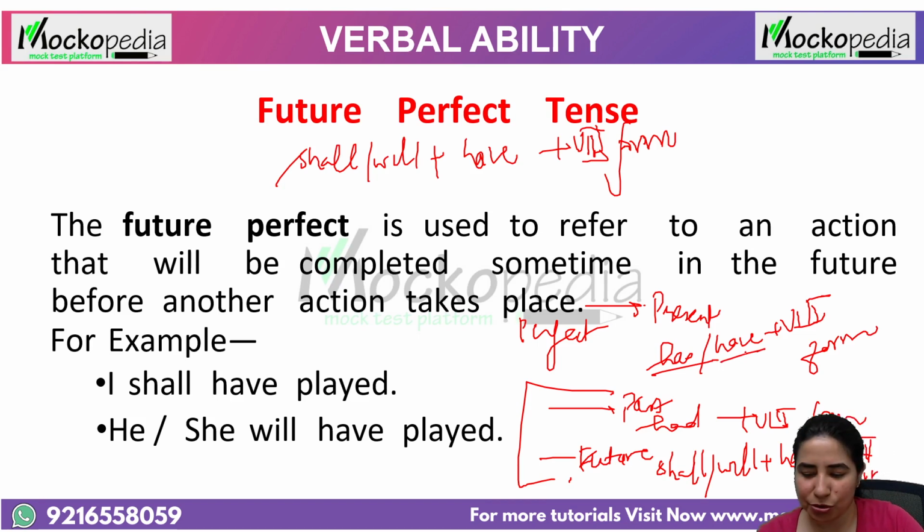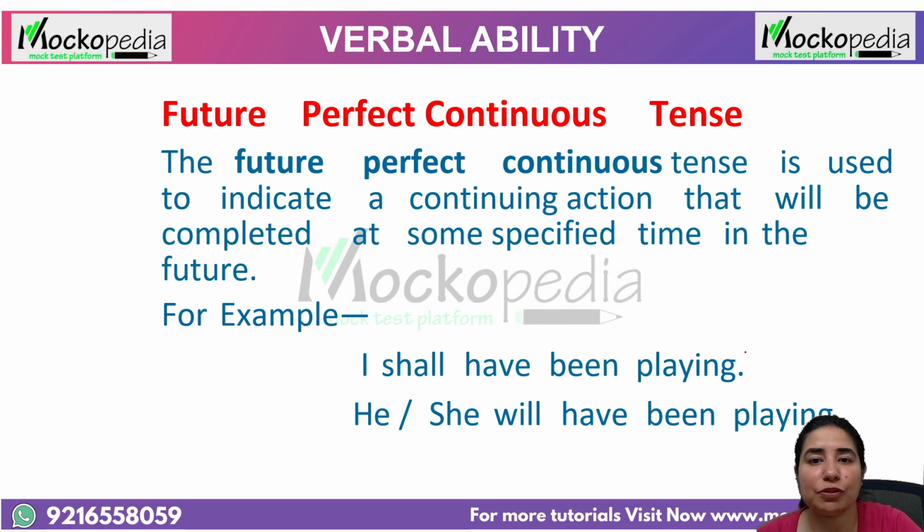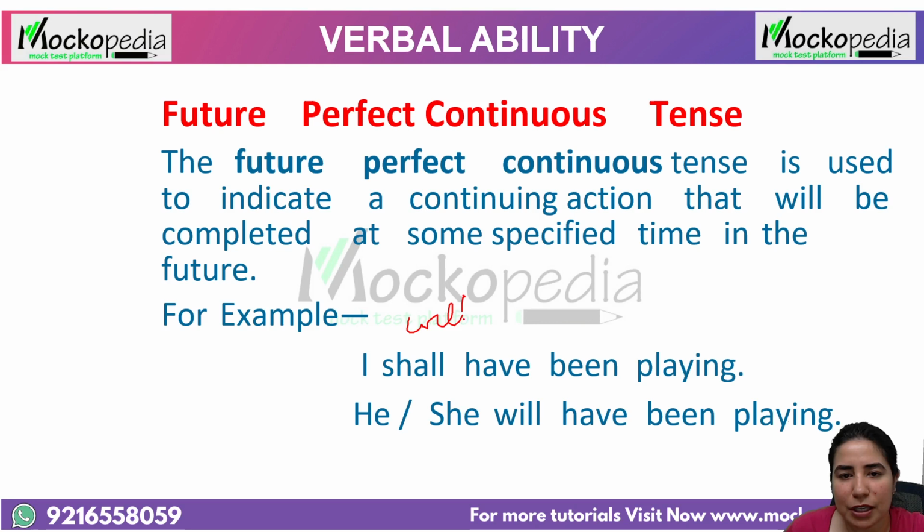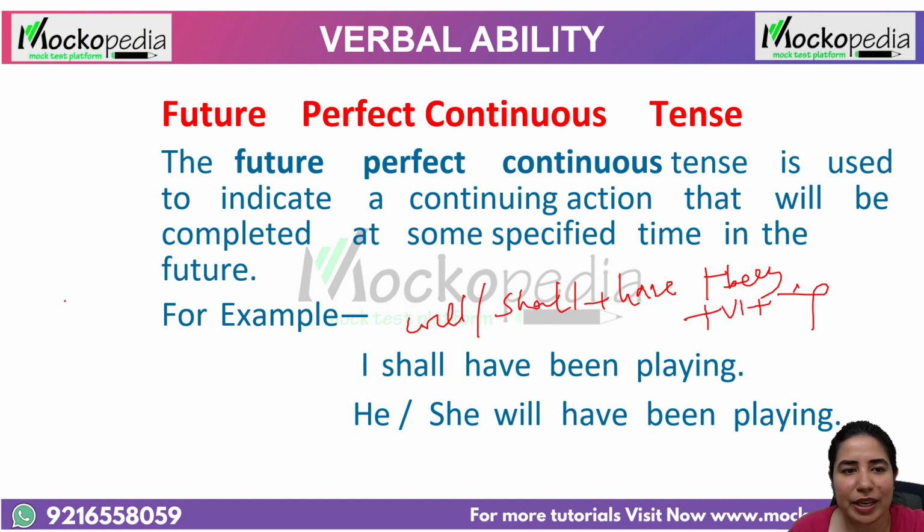So let's move to the next tense, which is future perfect continuous, right? So, as the name suggests, it is used to indicate a continuing action that will be completed at some specific time in the future, right? So, it is again simple: shall or will plus have plus been plus verb first form plus ing, right? So we can do the revision for all the three when we talk about perfect continuous tense, right?